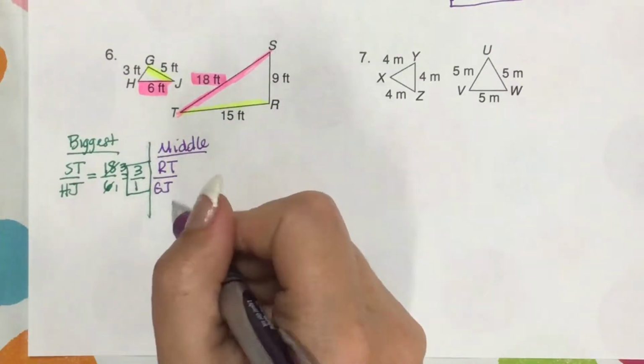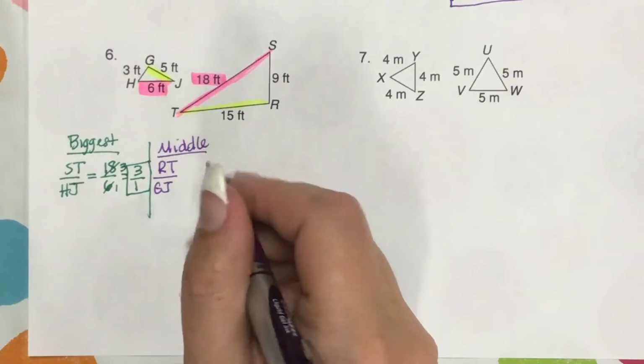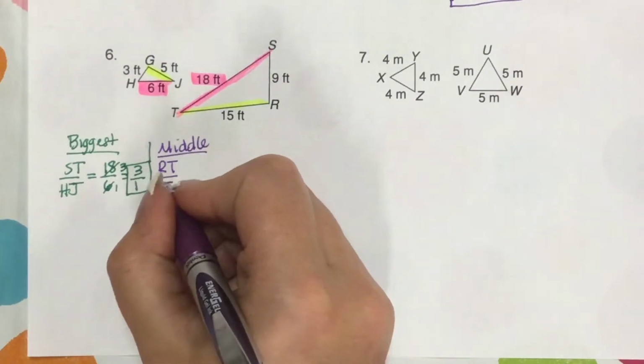GJ. That's kind of difficult to say if you say it 5 times fast. GJ. Can you say it fast? It's GJ. It's kind of hard.